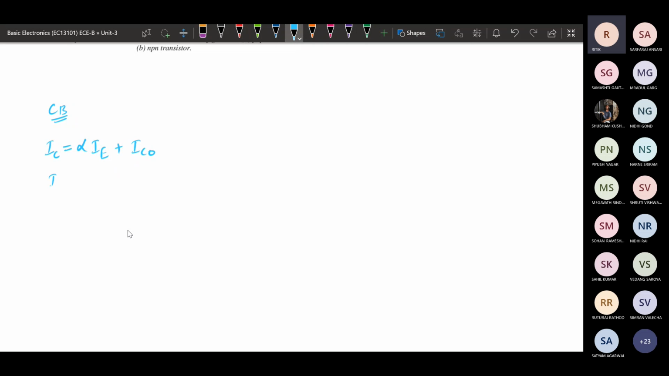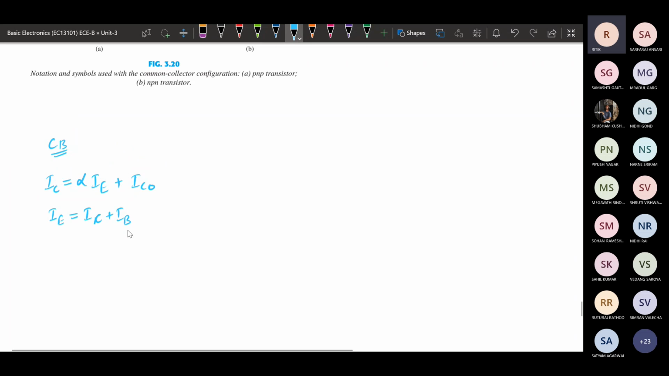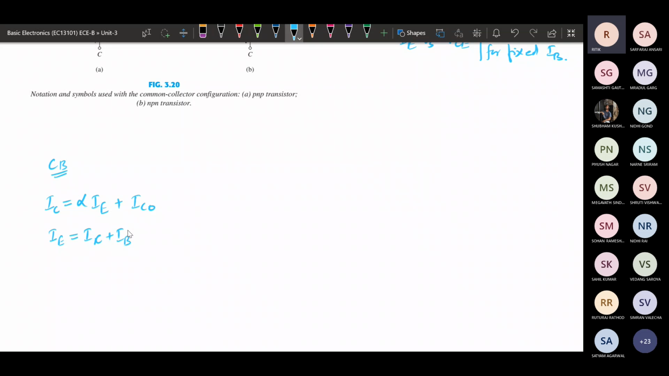Okay, and also we know by KCL, IE is equal to IC plus IB. So this was the current equation in case of common base, but in case of common collector, the current gain is given by gamma. Alpha is the current gain in common base, and in common emitter the current gain is beta.